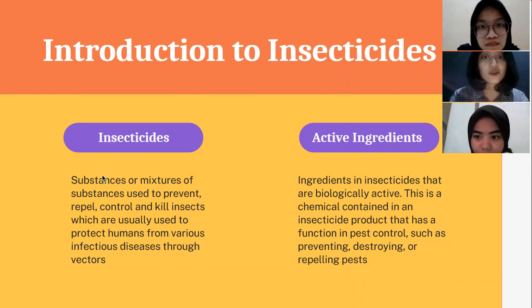Each insecticide contains an active ingredient. Insecticidal active ingredients are ingredients in insecticides that are biologically active. This is a chemical contained in an insecticide product that has a function in pest control, such as preventing, destroying, or repelling pests. The active ingredients of the insecticide and the percentage by weight or formulation of the active ingredient must be written on the label of the insecticide product.